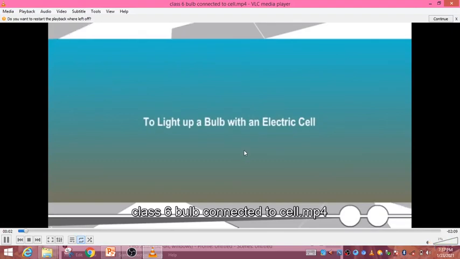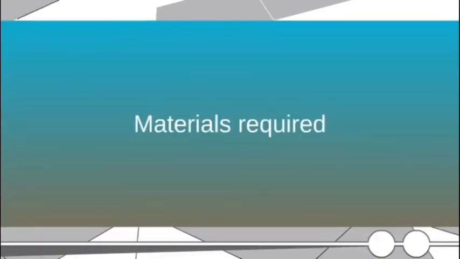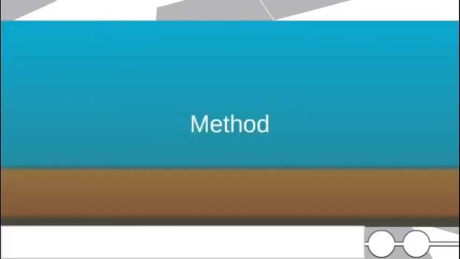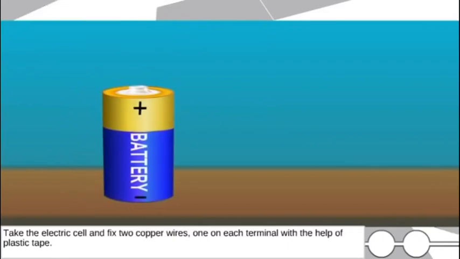Okay, so to light up a bulb with an electric cell, the materials required are wires, then an electric cell, next a bulb and plastic tape to join those wires. So here 6 arrangements are there, you can see.